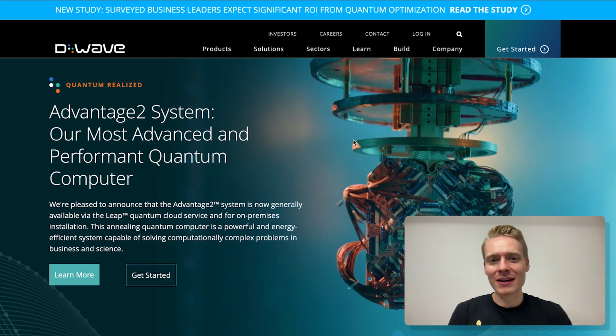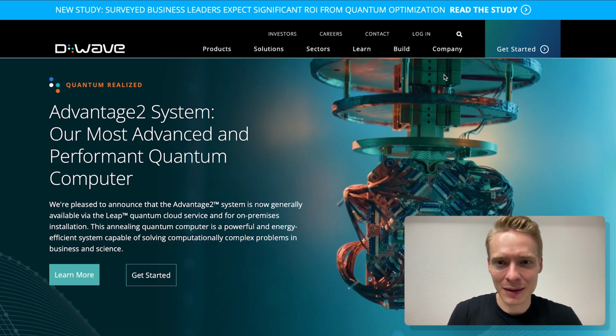So what do we see here on the website? There are different tabs up here. We will look at them in a second. But first of all, let's look at the starting page and go through it. On the right side, we see what is, let's say, the heart of their system. Here in the center, I guess we see the chip, which is going to be the superconducting technology that is being used to do this quantum optimization.